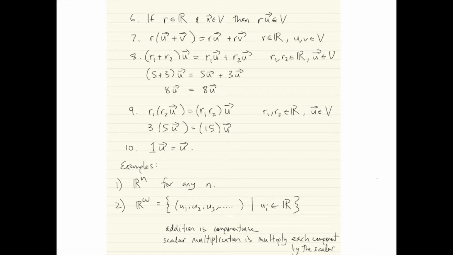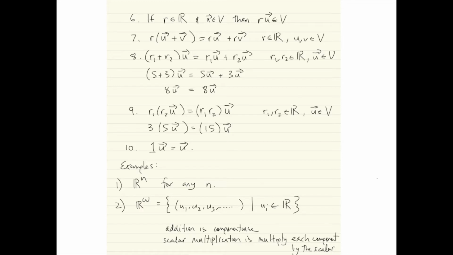And number 10 says the number 1 times u gives back the vector u. This is, again, for all vectors u in V, or all elements of the vector space. So again, these 10 axioms are familiar, or they hold when you've got the vector space to be the main example of interest, which is Rn. So we've seen vector addition and scalar multiplication on Rn, where n is any positive integer. We can generalize this to what's called r to the omega.